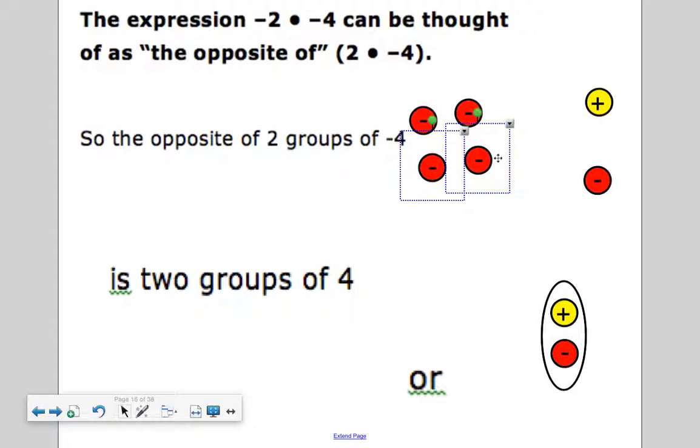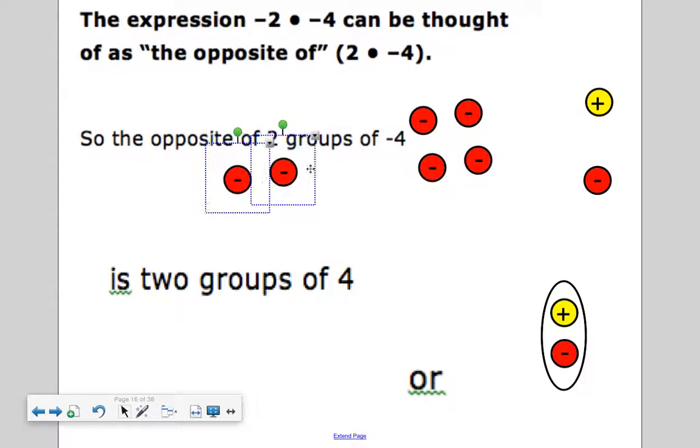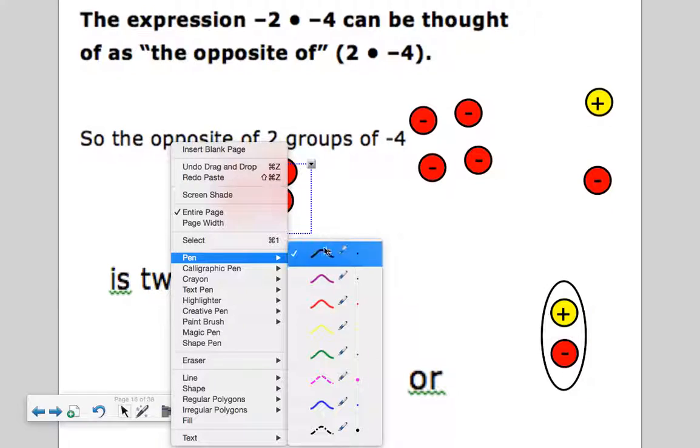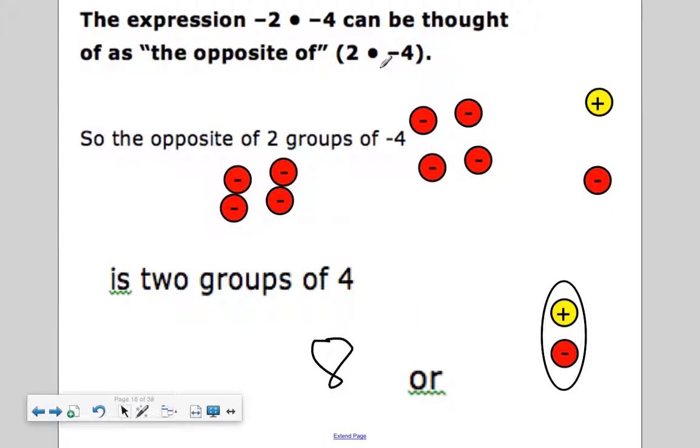This is our first group of negative 4. This is our second group of negative 4. What is the opposite of negative 8? It will be 8. So the opposite of 2 times negative 4, which is negative 8, is 8.